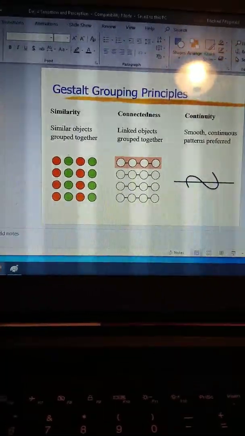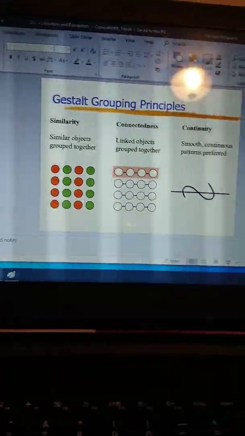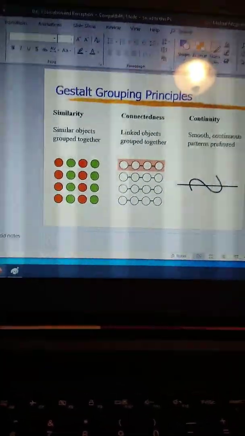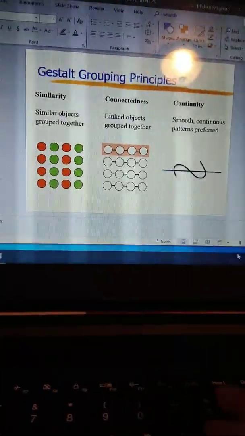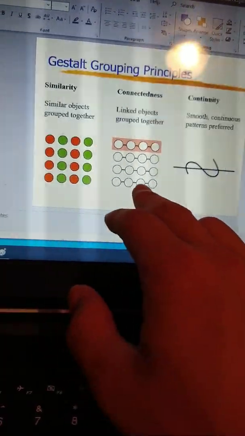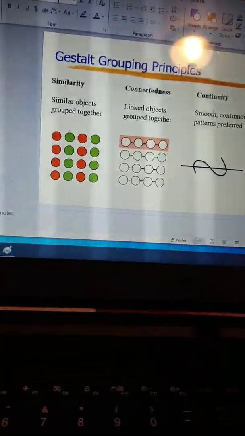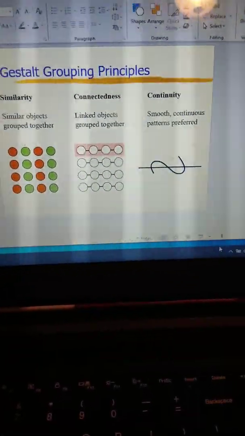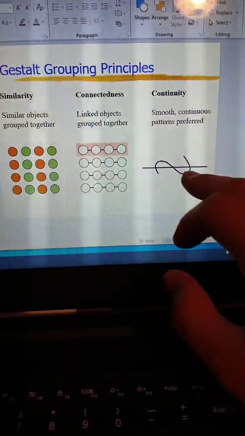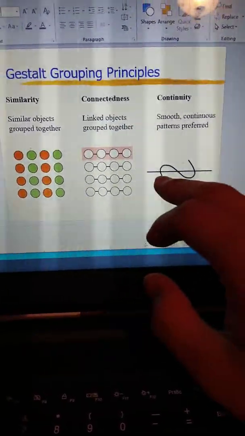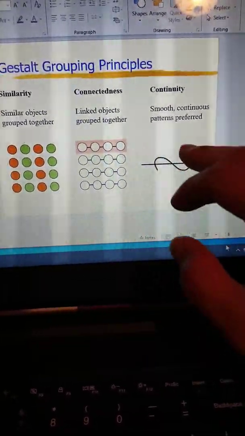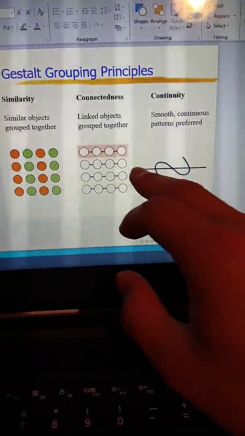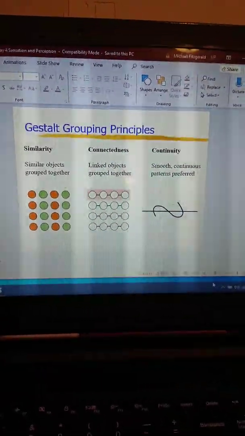Same idea, similarity. You probably see this in lines of color instead of just 16 individual pieces. Things we connect, even though it's not actually physically connected, we will interpret it that it is. And then continuity: with this Y line here, we still see it as a smooth, continuous thing, even though there's something cutting right down the middle.